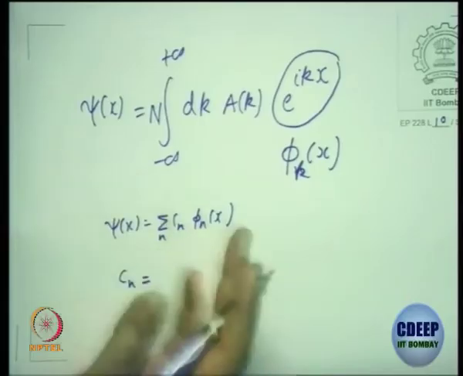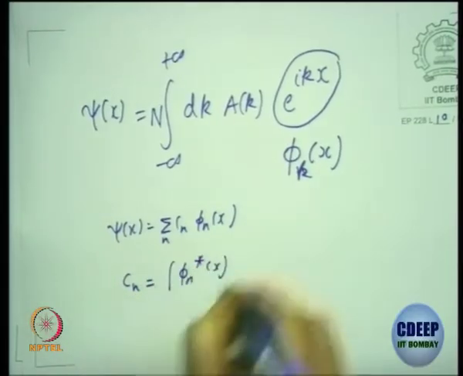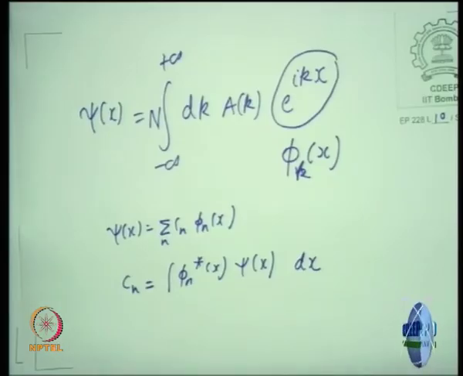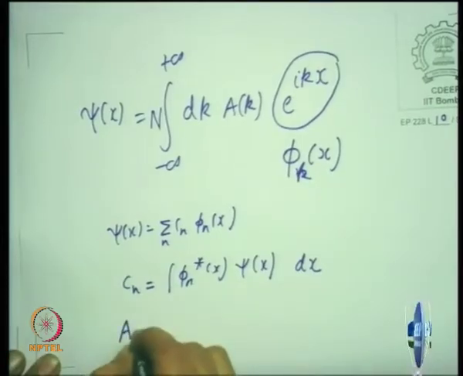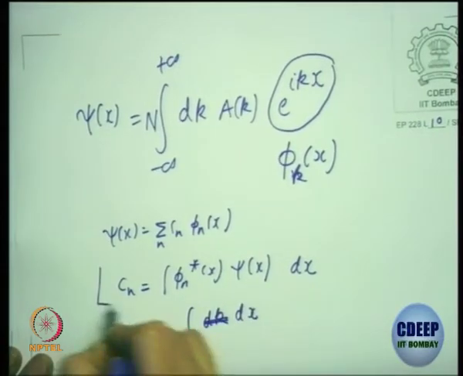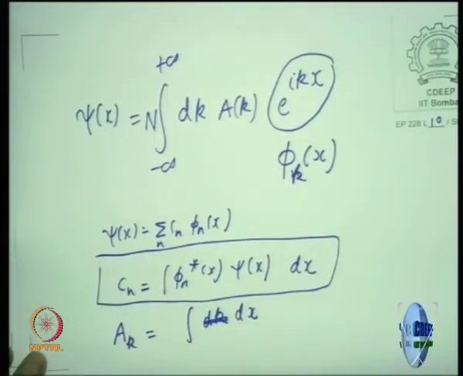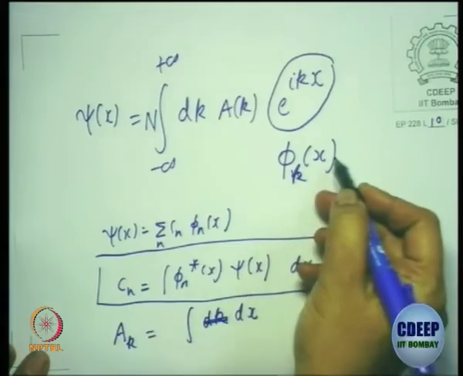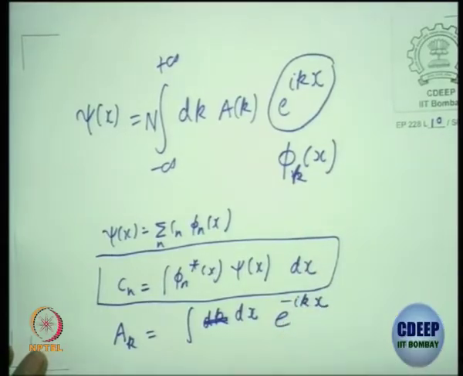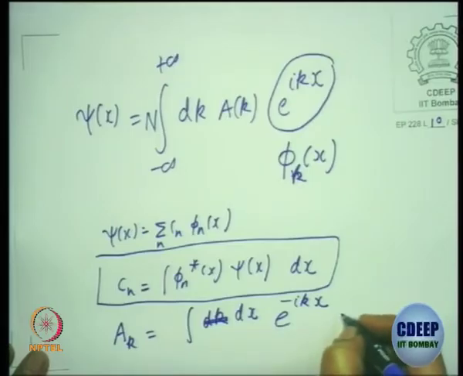Cn was, you integrate both sides with phi n star of x, psi of x. Integration is over dx. This is what you did. Now what will you do here? You have to take the phi k star of x on this side and that will give you the coefficient A of k. So what will A of k be? A of k will be an integral over, it won't be dk, it is dx. This is what you are going to redo in a continuum. Integral over dx, phi k star of x is what? E to the power of minus ikx. How the minus ikx comes, you can also see. This is the inverse Fourier transform times psi of x.